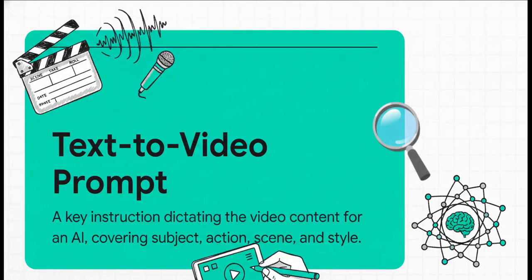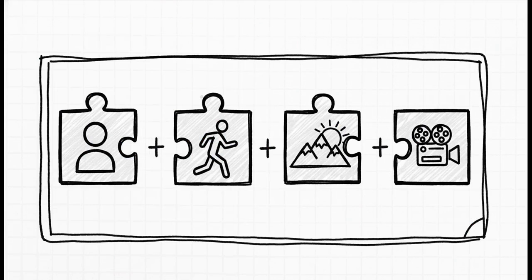So, a text-to-video prompt. Just think of it as a super detailed instruction manual for your AI crew. Getting this right is absolutely the key to getting the vision out of your head and onto the screen. And you know what? It follows a really simple but powerful formula. And here it is. The formula is beautiful in its simplicity. Subject plus action plus scene plus style. That's it. You just need to answer 4 questions.